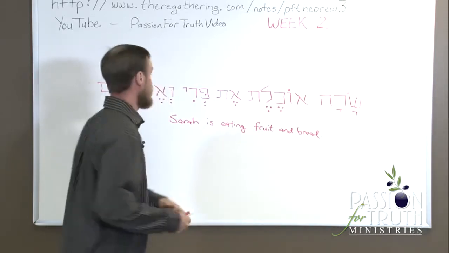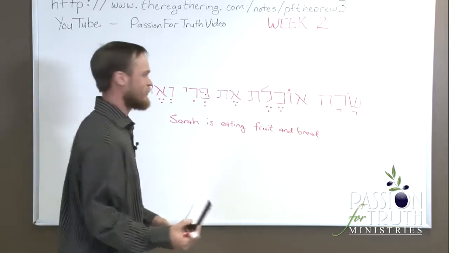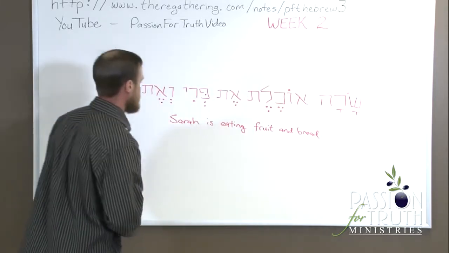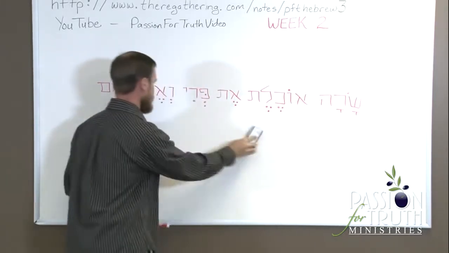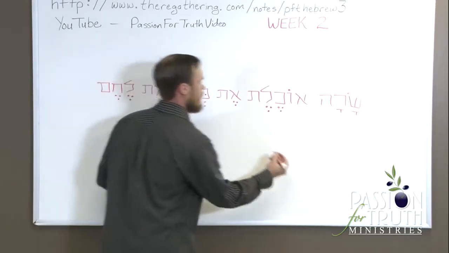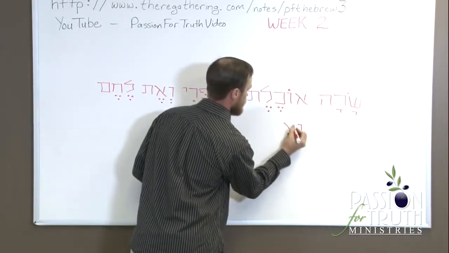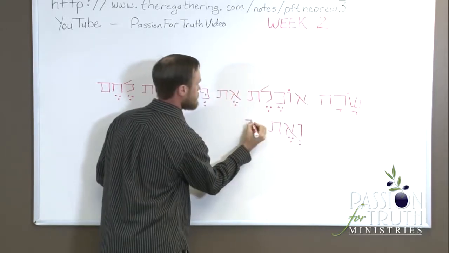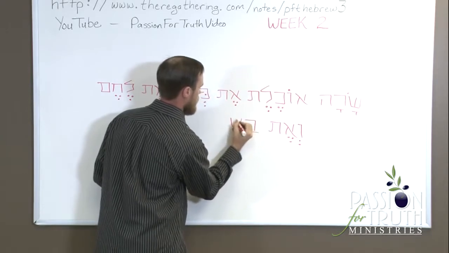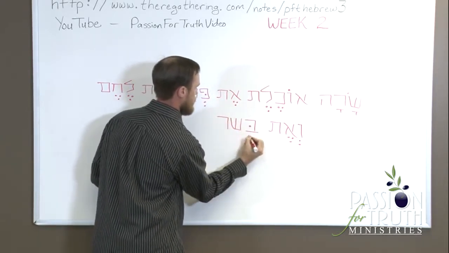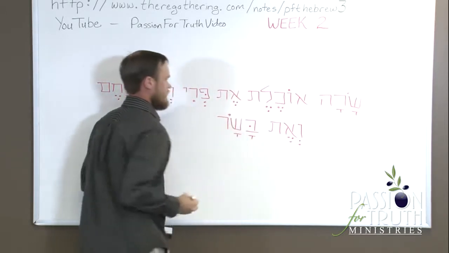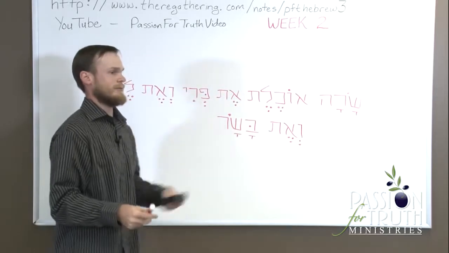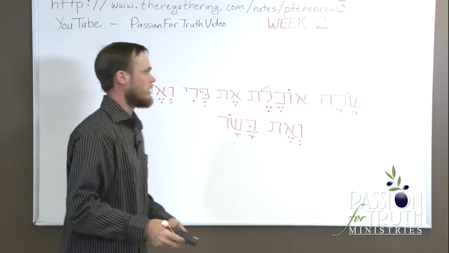And actually, if you want her to eat meat too, that incidentally is one of the words on my list. So if she also wishes to eat meat, because Sarah does not have to be a vegetarian, then we'll just continue the sentence. Ve'et basar. Okay, fruit and bread and meat. And we could continue this indefinitely, depending on how hungry Sarah is.